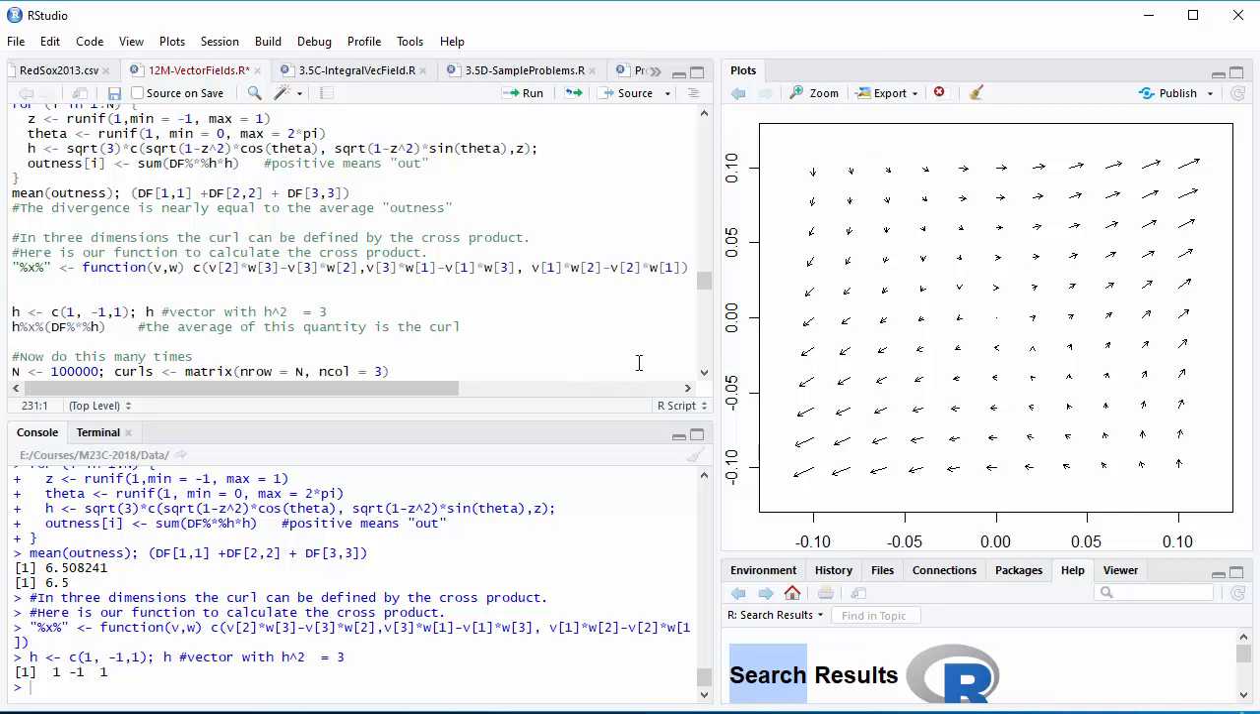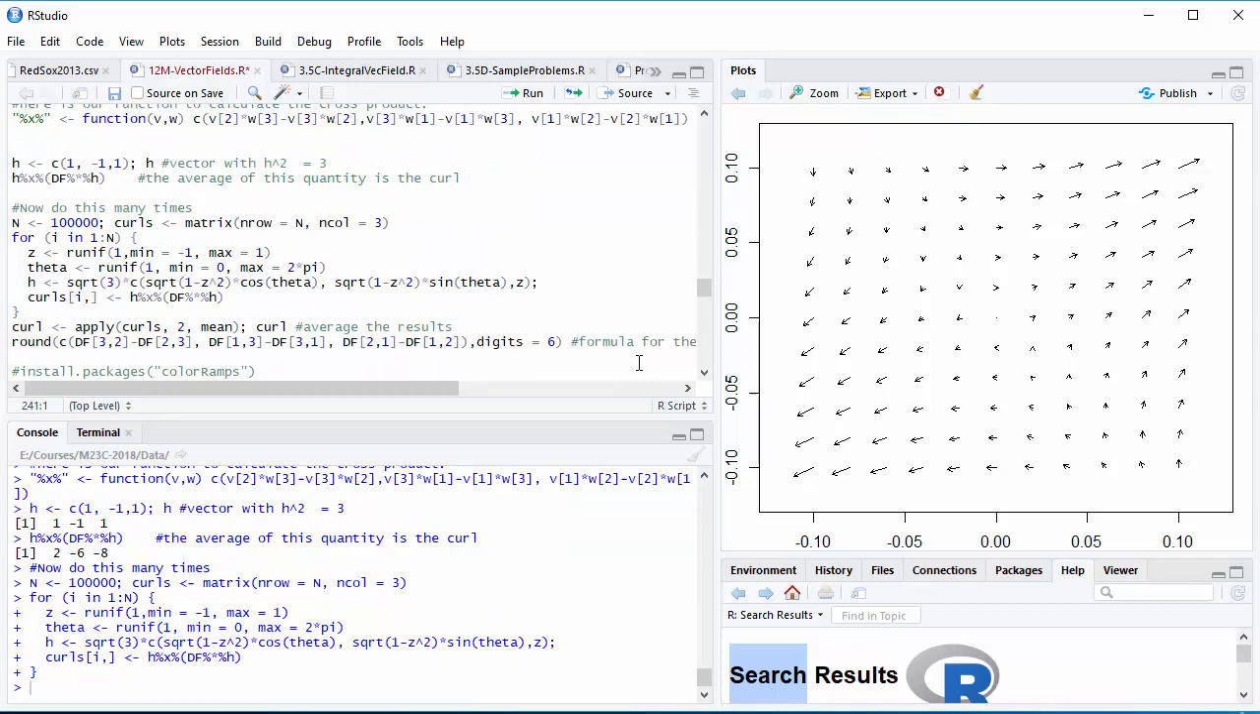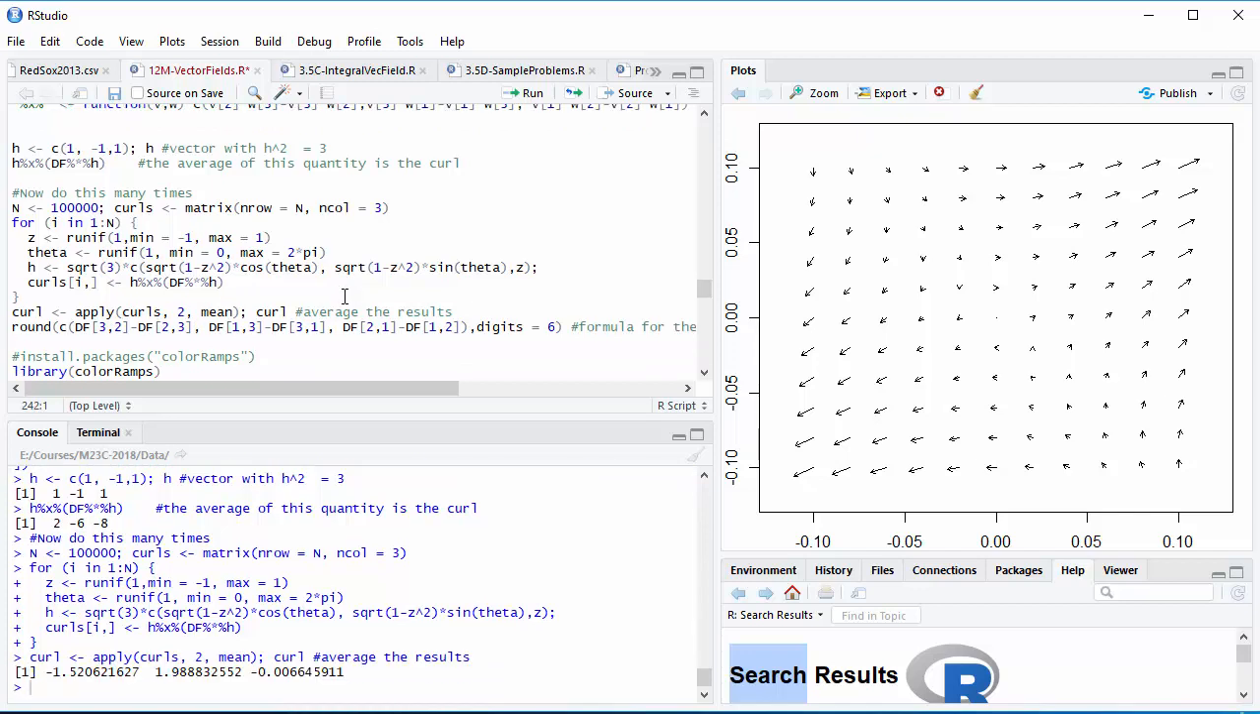This is a bizarre way of looking at the curl, but it works. The curl is the average value of df acting on h, cross product with h. Let's do this 100,000 times. I do it 100,000 times, and I use the apply function in R to compute the mean of the various components. And when I do that, I get roughly -1.5, +2, and 0.